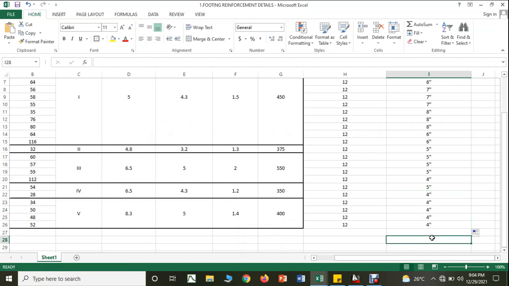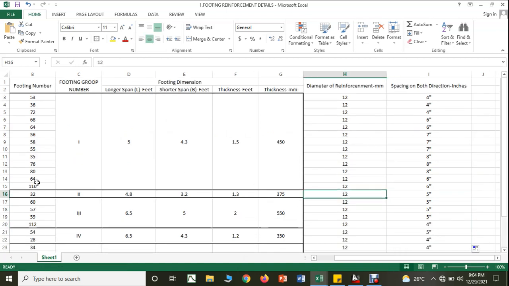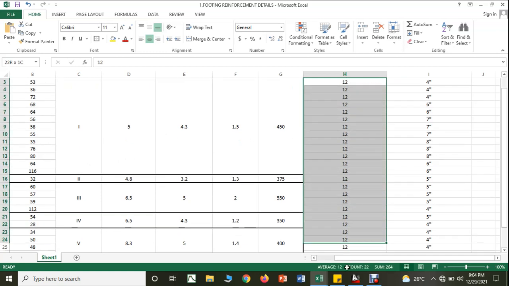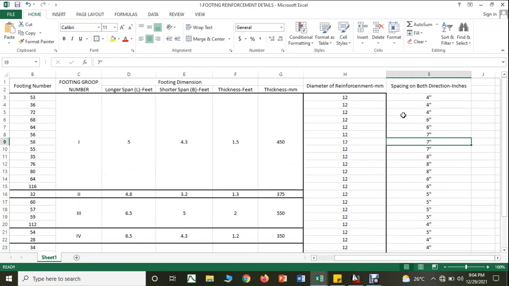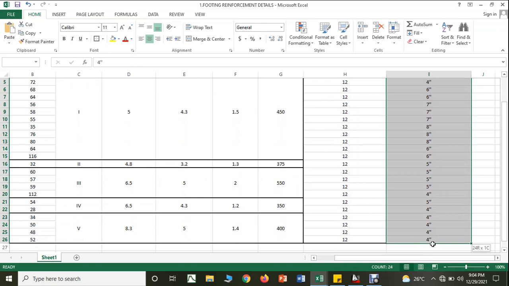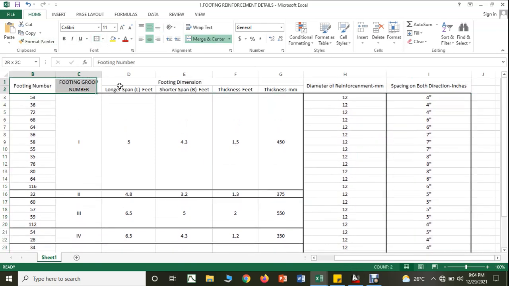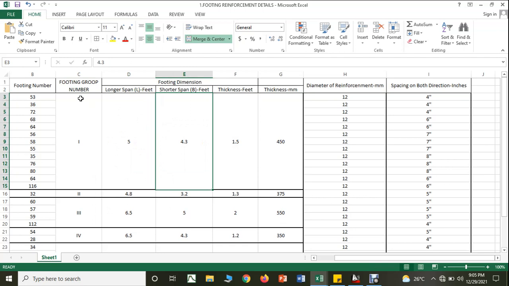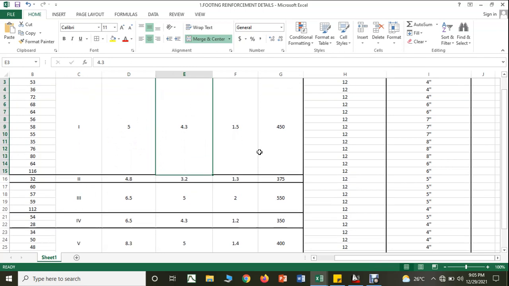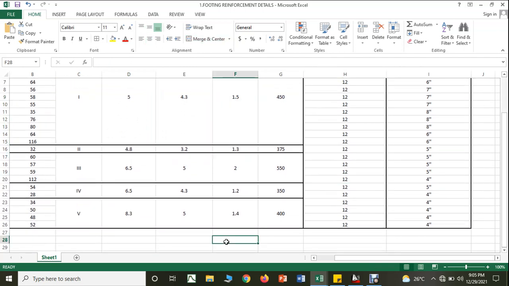Yes. So in this way we are supposed to give the reinforcement set of details to the contractor. Once you give these details to him, he knows very well how to get the values, right? So now your complete footing design is done.